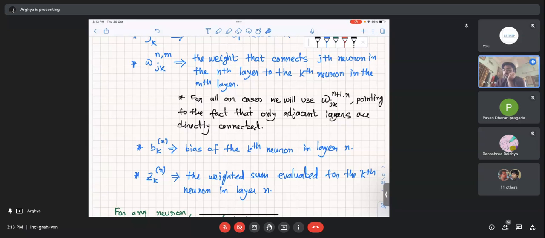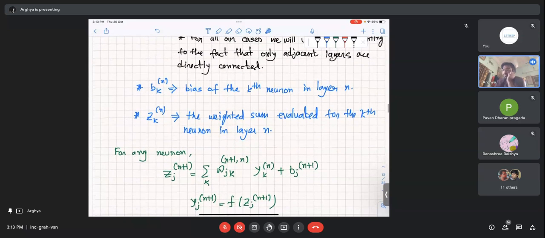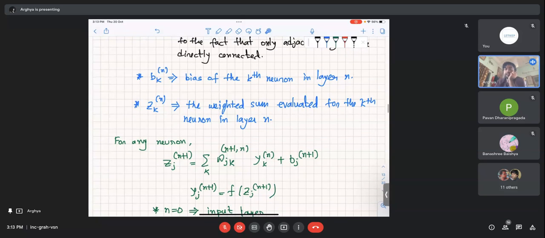Okay, and b_k^n, again the same notation. So that means the kth neuron in layer n. What is the bias of that kth neuron in the layer n? And z_k^n is the weighted sum evaluated at the kth neuron in layer n.